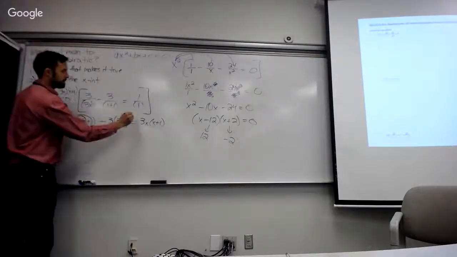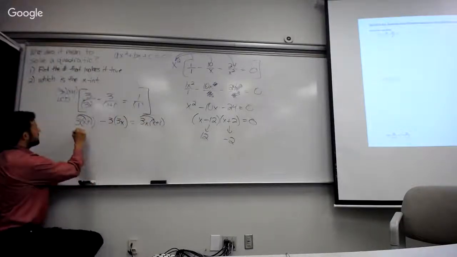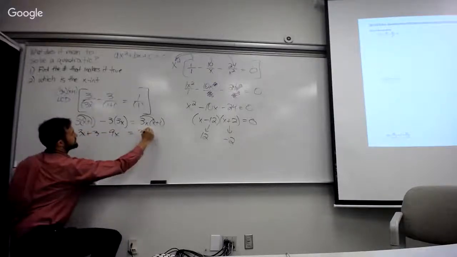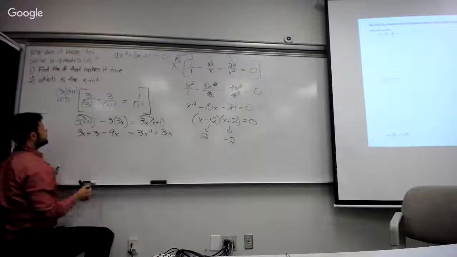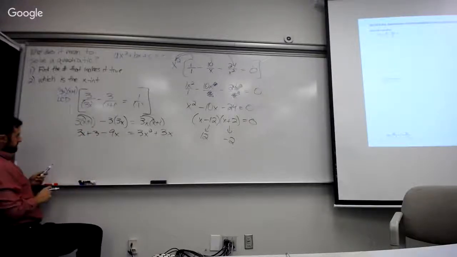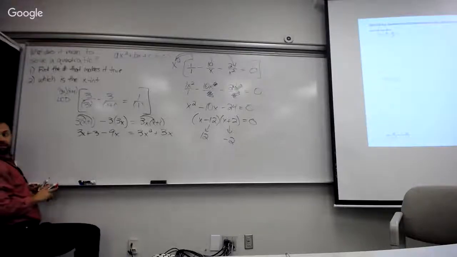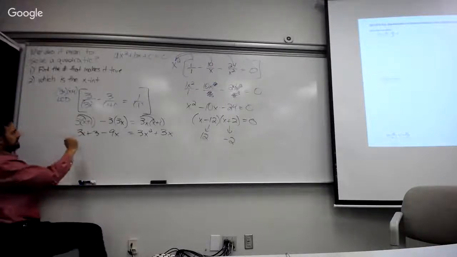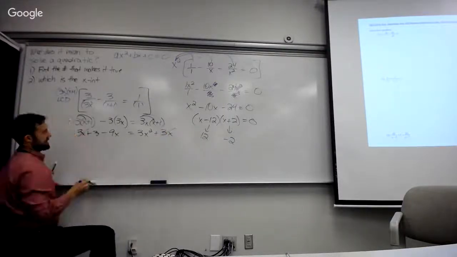Distribute. That gives us 3x plus 3 minus 9x equals 3x squared plus 3x. What can I do right now, even before I combine like terms? Is there anything I can cancel? Yeah, I can cancel those 3x's. Might as well do that.